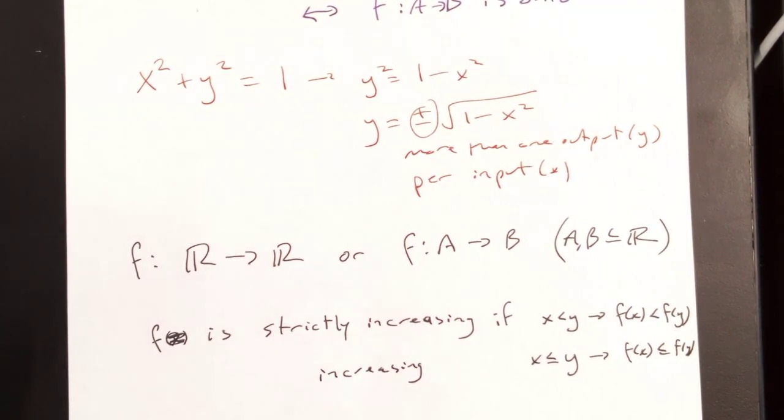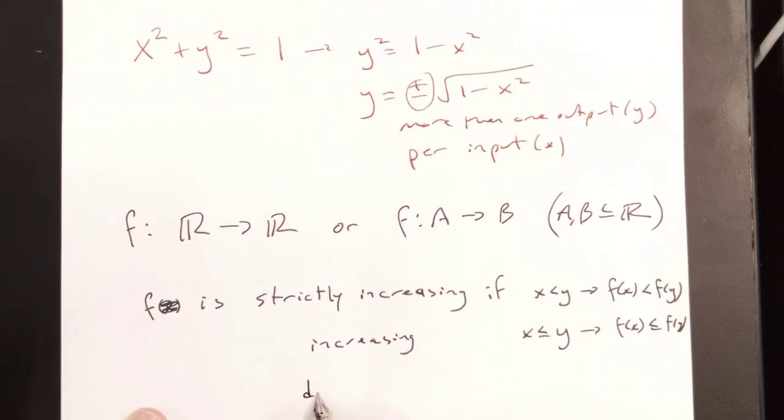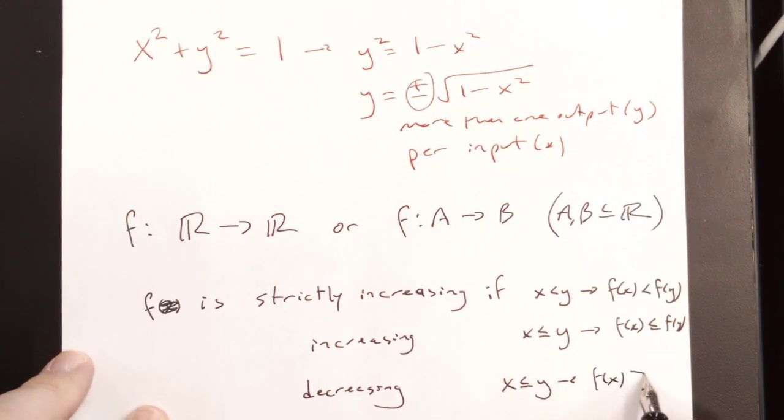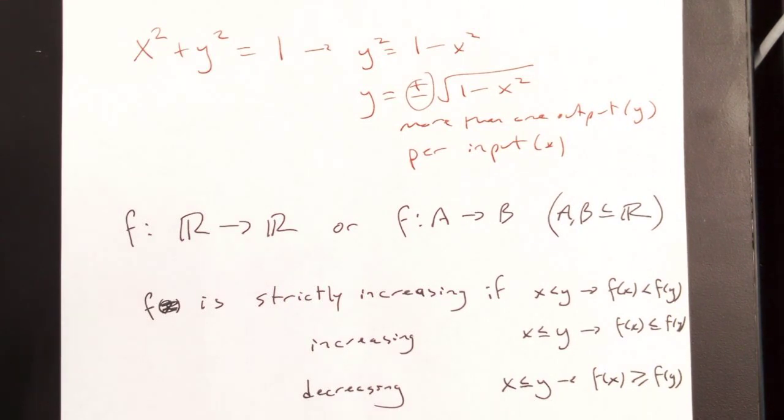So what's decreasing? All I have to do is turn this one around. I'm still going from left to right. But as I go from left to right, I go down instead of up. And the word strictly, what's the word strictly going to do there? You got it.